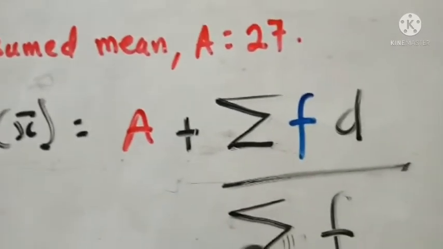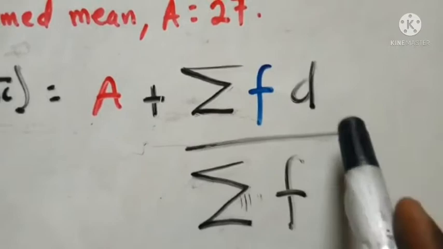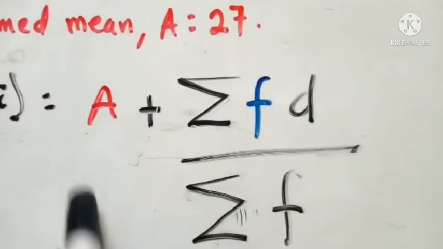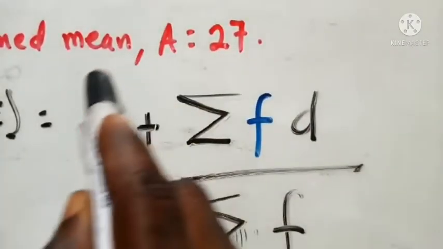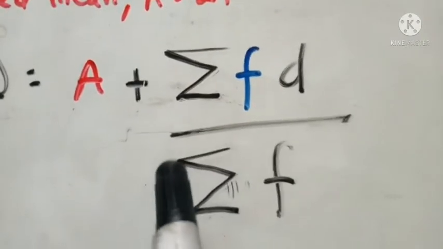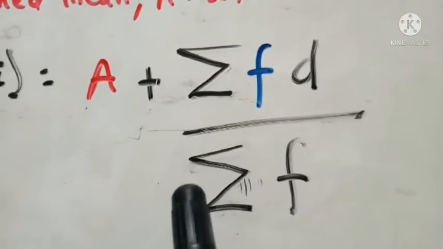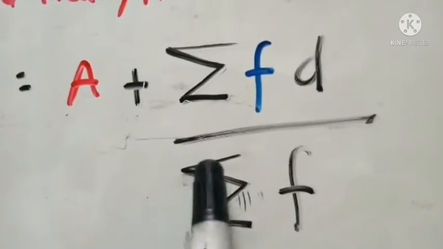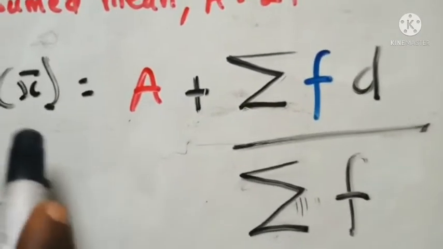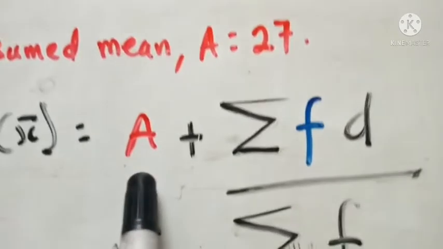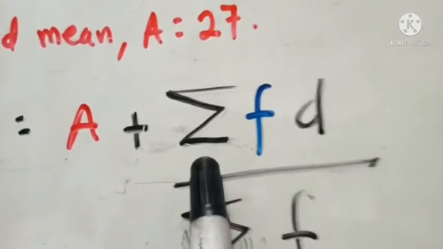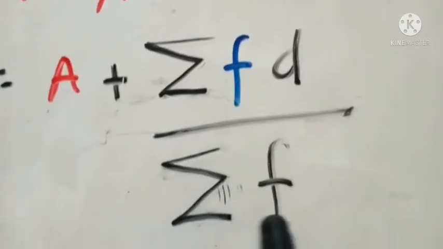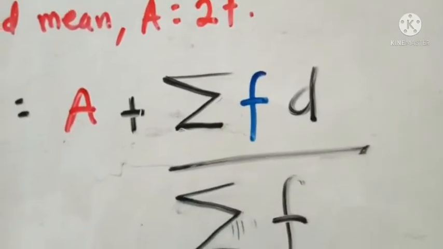So this is a very nice, beautiful picture that I'm having here. So this is what we call the assumed mean, right? You must know this thing before you can answer any question that comes under this, right? So it's your duty to know this. The mean for the assumed mean method is A plus summation of FD divided by summation of N. I will decode everything in just a minute, right?